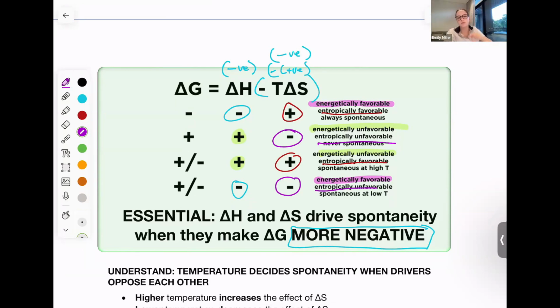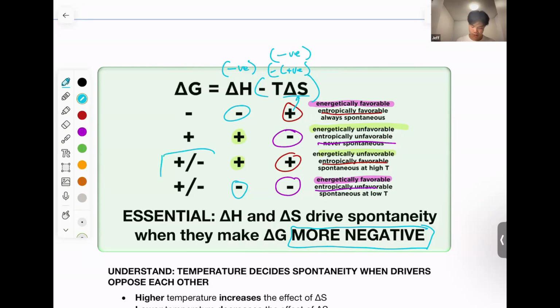Wait, so sorry, for the column of pluses and minuses under the negative T delta S, are you saying that the plus is if the entropy is negative? Or is the plus and minus referring to the actual entropy or the minus T delta S? Good question. The plus and minus in this diagram is representing just the entropy alone. So it's saying if you have a positive entropy, it is going to contribute negatively, and hence be entropically favorable. Yeah, good question.